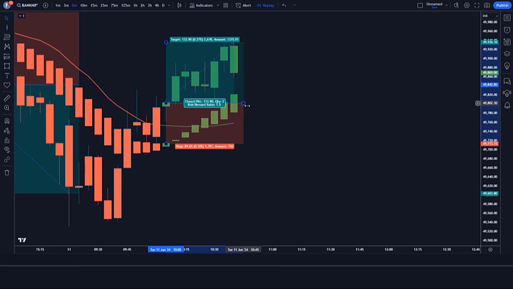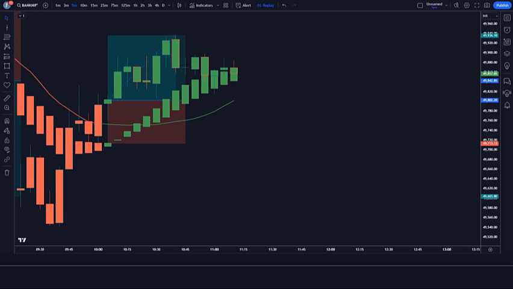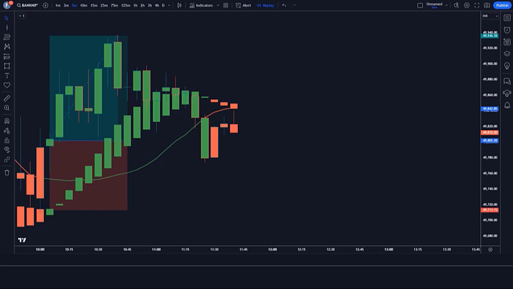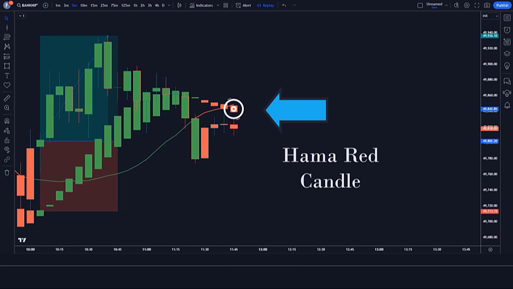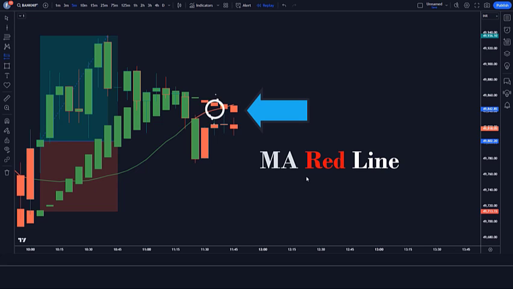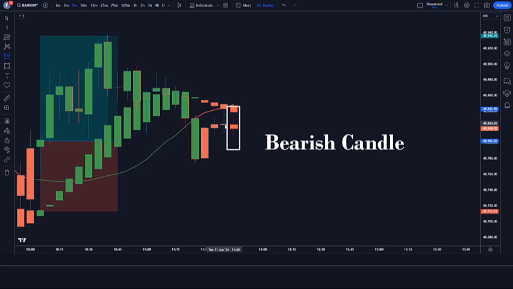I hope you must have liked this trading setup and strategy. If not, then it doesn't matter, we are going to see examples of some trades, so that you will definitely understand. Here the HAMA candle indicator gives us a red candle signal. Here the MA red line. Here the market has made a bearish candle to give confirmation.